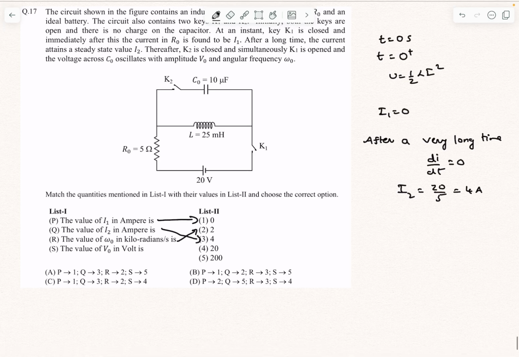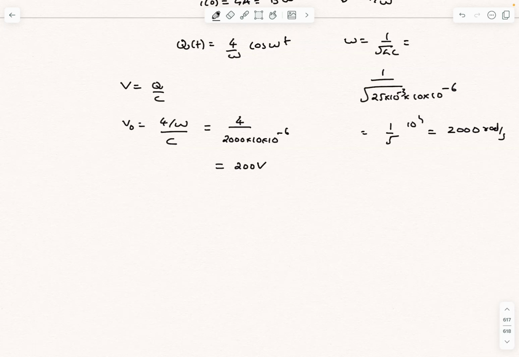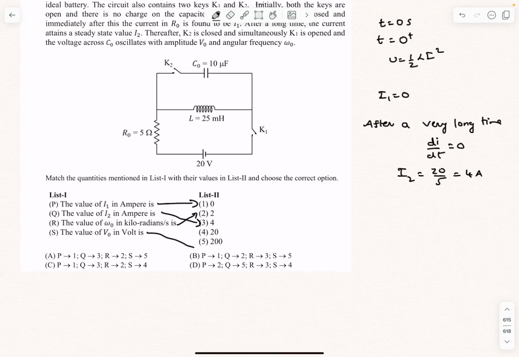Okay. And now what is the value of V naught? So the voltage V across a capacitor, we can write it as Q divided by C. Right, so the maximum voltage V naught will be the maximum charge, which is 4 by omega divided by the capacitance C, and this will, after solving, give you the answer as 200 volts. So option S matches with the fifth option. So the answer to this question will be A.